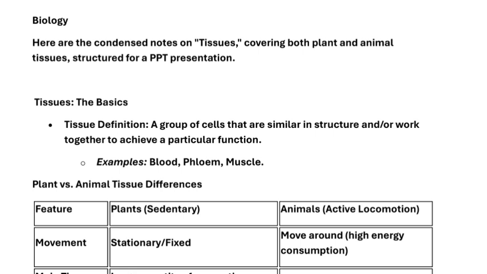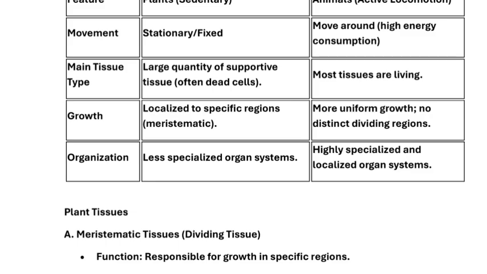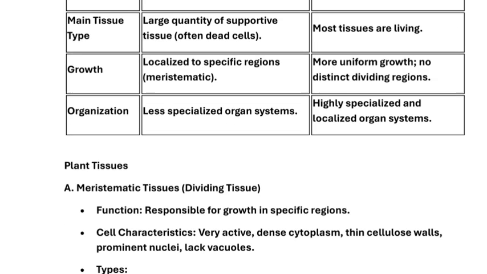Plant versus animal tissue differences. Feature: plants are sedentary, animals show active locomotion. Movement: plants are stationary, fixed; animals move around, with high energy consumption. Main tissue type: plants have a large quantity of supportive tissue, often dead cells; in animals most tissues are living. Growth: in plants, localized to specific regions, meristematic; in animals, more uniform growth, no distinct dividing regions. Organization: plants have less specialized organ systems; animals have highly specialized and localized organ systems.